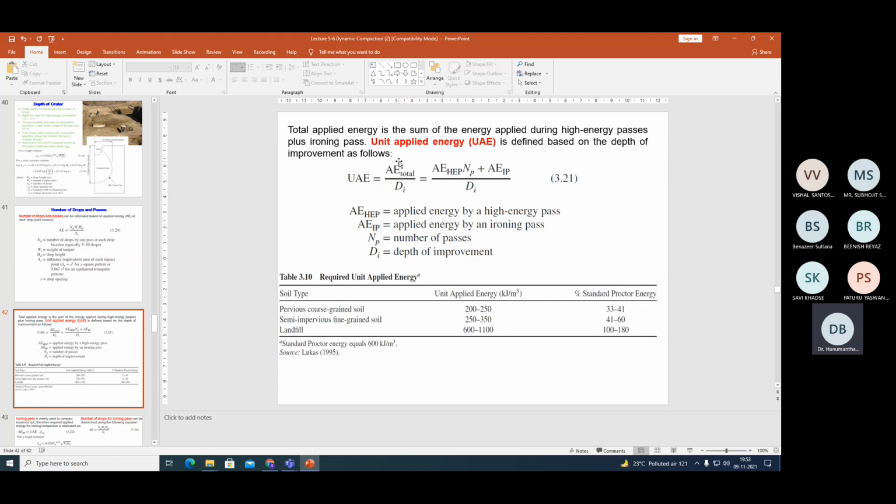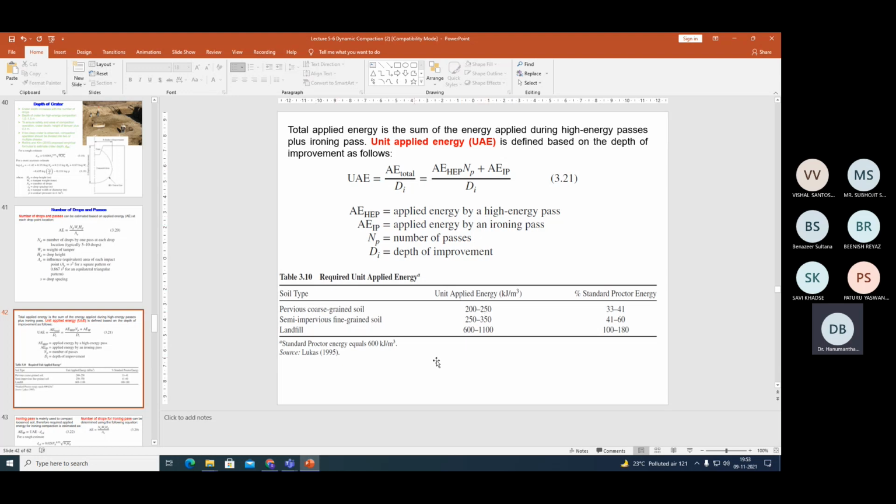If you recall the number of phases, there are two phases that we have discussed, or in fact three phases. But deeper and intermediate can be clubbed as one phase, and the ironing phase can be taken as a separate phase. So energy required for the deeper compaction and energy required for leveling, that is called the ironing phase. So unit applied energy is nothing but energy required for the deep dynamic compaction plus energy required for ironing.